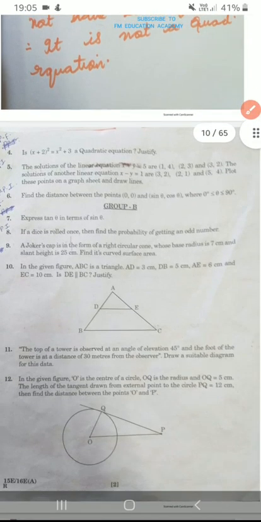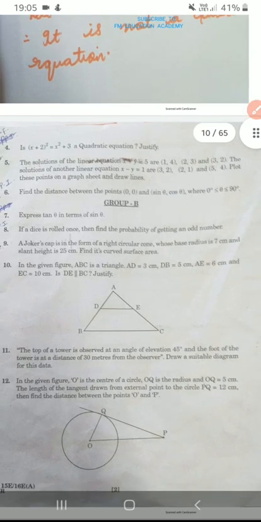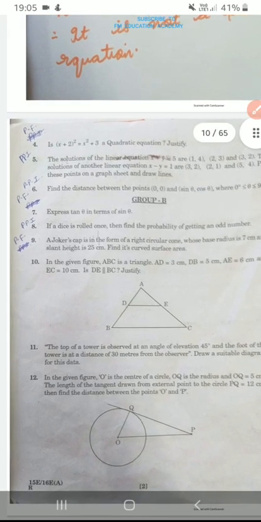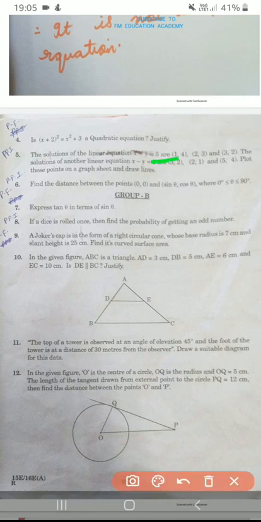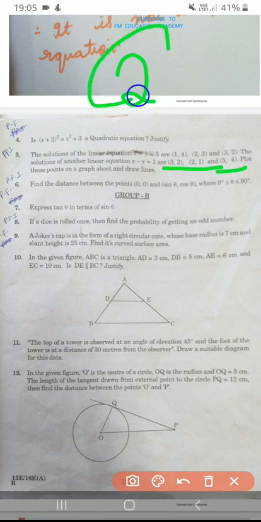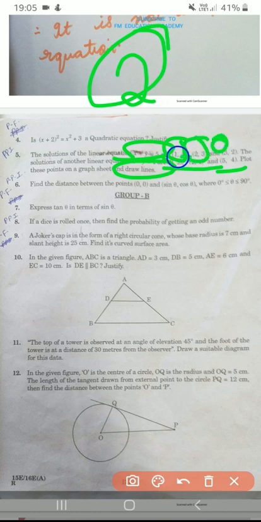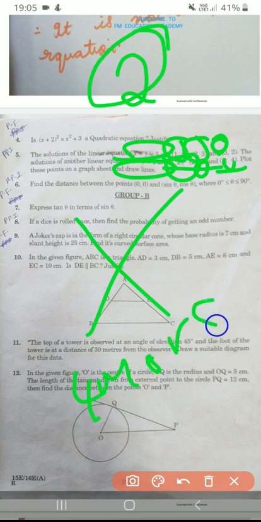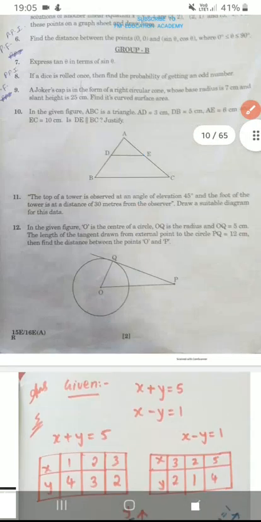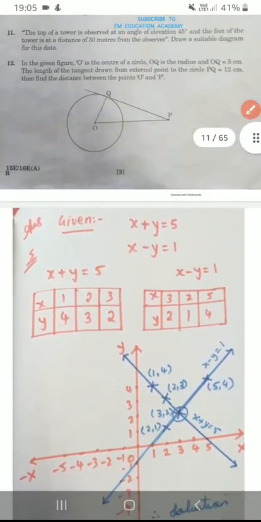Fifth question, the solutions of the linear equation x plus y is equal to 5 are (1, 4), (2, 3) and (3, 2). The solutions of another linear equation x minus y equal to 1 are given as (3, 2), (2, 1) and (5, 4). Here, for 2 marks it wanted to ask, what it did is he gave 2 equations and also gave us points for the 2 equations, and he's just telling us to draw the graph. If it would have been for 4 marks or 8 marks, it would ask you to find the points also, but here points are given and graph is also asked.